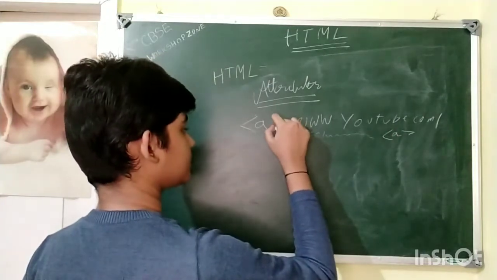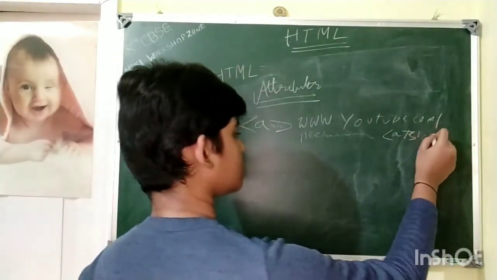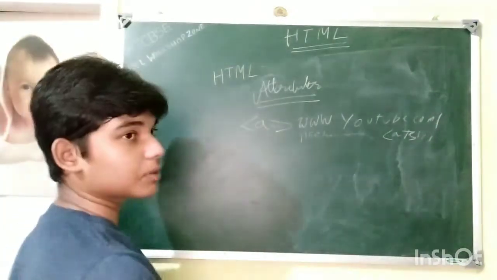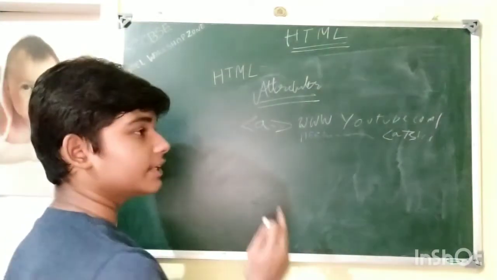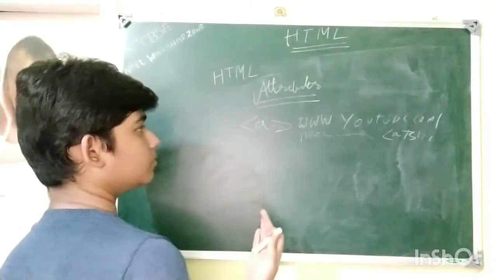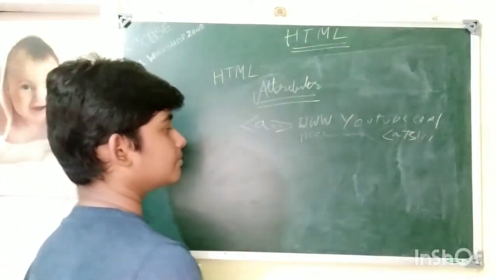It's also like source. So when you write this in an HTML code, it suddenly shows like a hyperlink. So when you click on it, it directly leads to my YouTube channel. So this is what attributes are used for. They're used for different purposes.